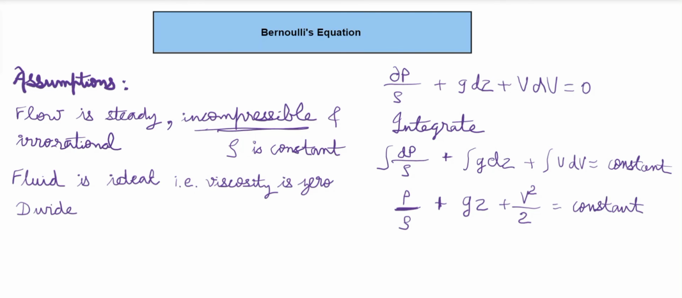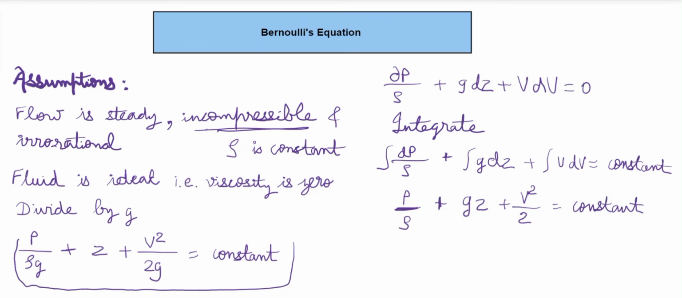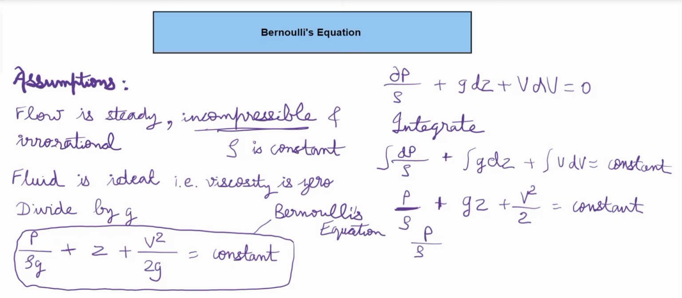Now we'll just divide this by g. So we have P upon rho g plus gz upon g. So g will get cancelled. So we have z, and v square by 2g is equal to constant. We got this equation, which is the Bernoulli's equation. P by rho g plus v square by 2g plus z is equal to constant. And it's very much important to remember this equation.